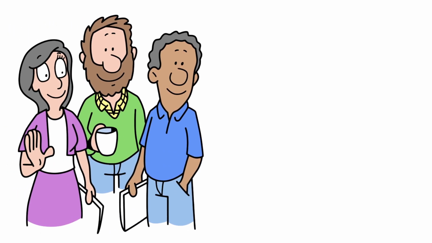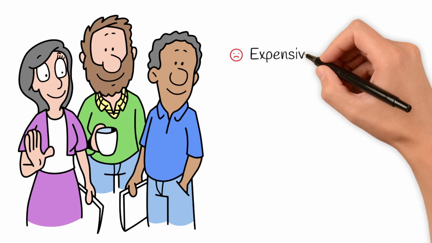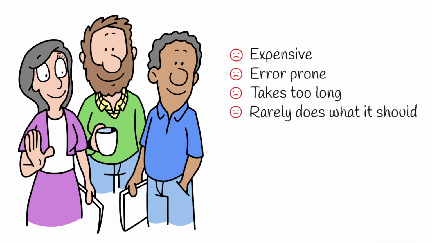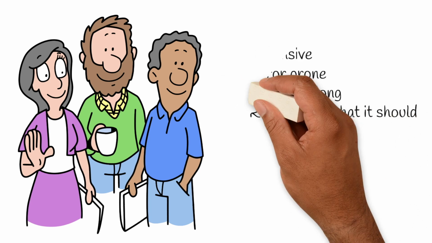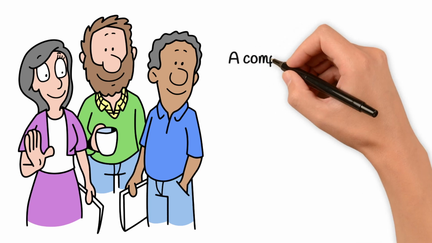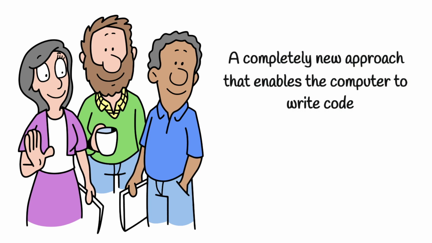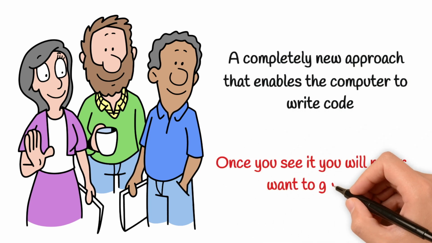Welcome back. In our first video, we talked about the shortcomings we face with current approaches to developing software. It's expensive, error-prone, takes too long, and rarely does what it should. In this video, we will introduce you to a much better approach to specifying software. It will enable the computer to write code. Once you see it, you'll never want to go back.